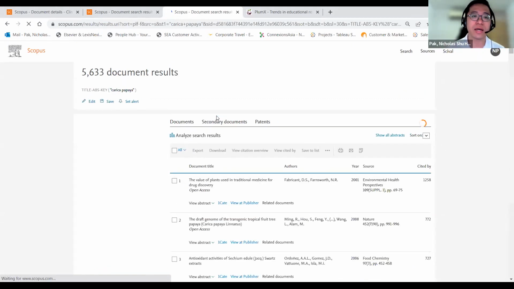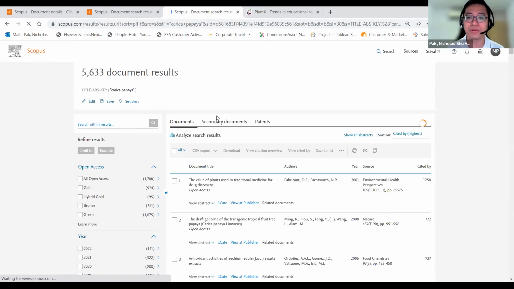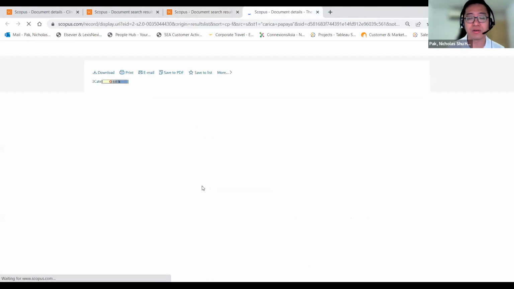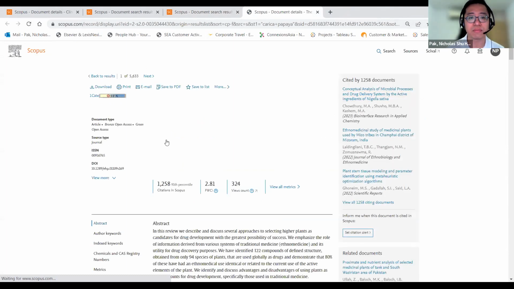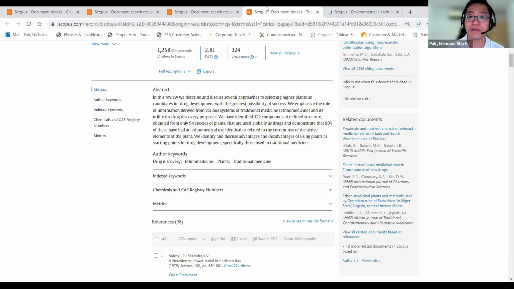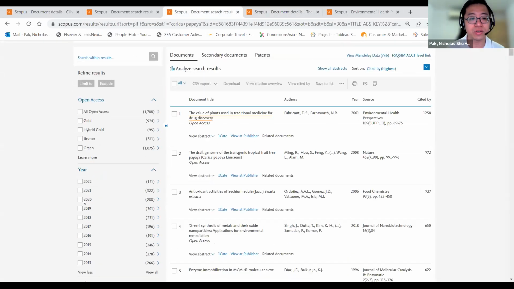If I take a look at Carica papaya, I'll be able to see that there's a whole range of information, right? The most seminal one is the value of plants used in traditional medicine for drug discovery. This was cited by 1,258 times. We can see this is under Environmental Health Perspectives, published from the University of Illinois at Chicago. And this is actually a very old paper, right? So what I normally like to do is take a look at the most recent papers. Let's take a look at 2020 to 2022, and limit it.